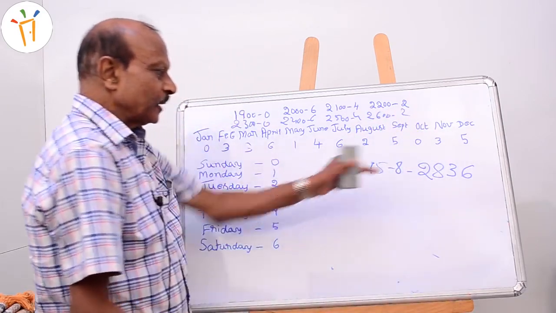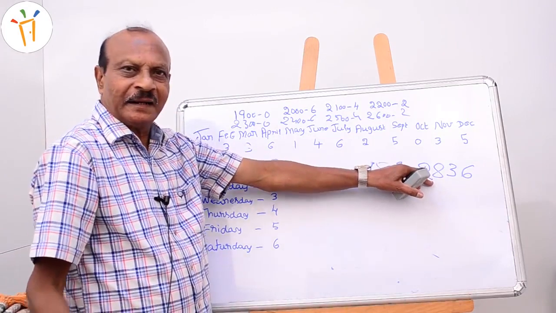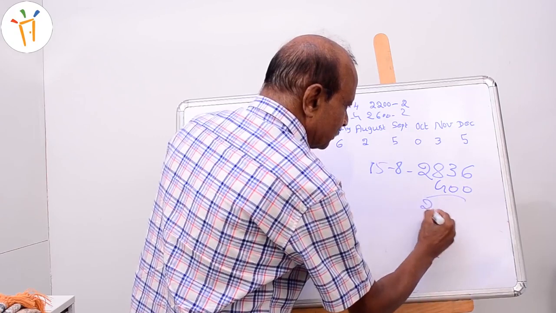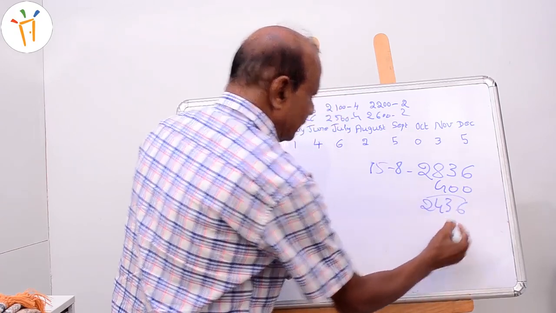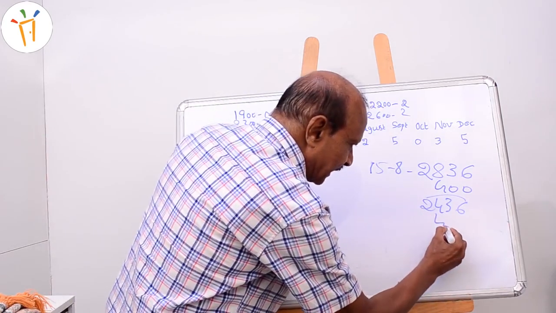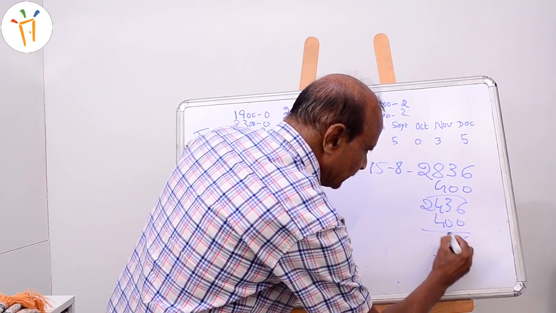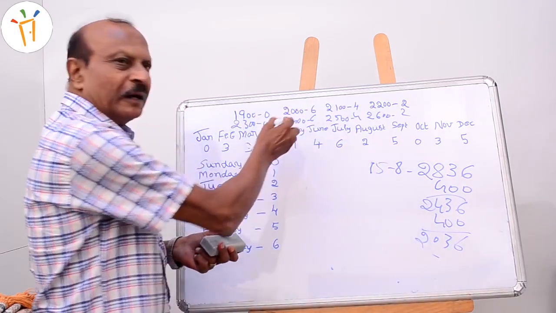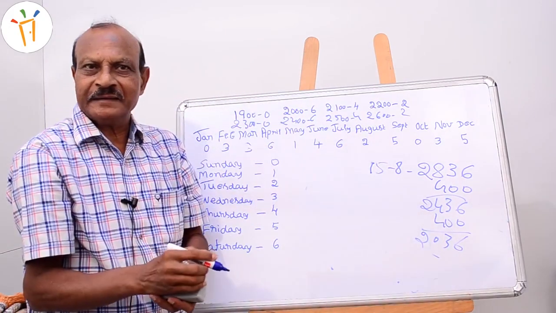So how to calculate for 2836? You subtract 400 years. 2436 comes. Is it available? 2400, no. Still you subtract 400 from this. You see, 2036. Yes, for 2000 you have the code number. Like this you can calculate it.